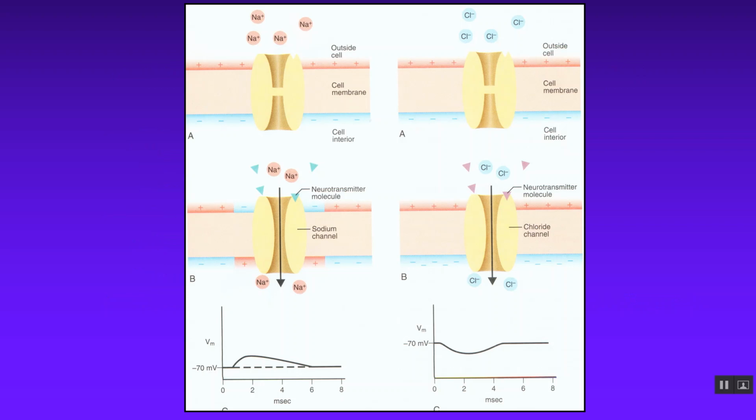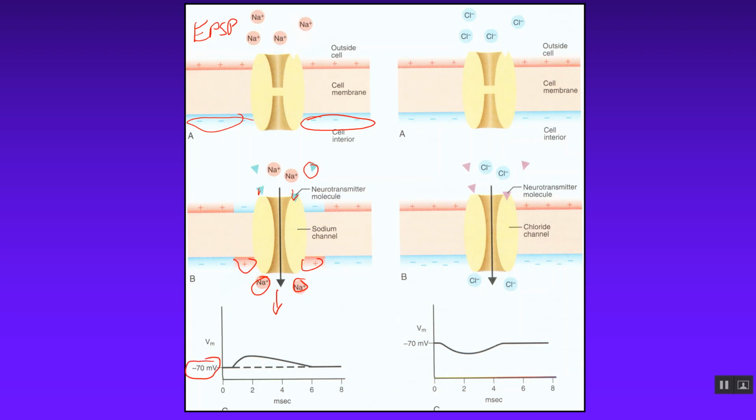So this is just showing you, on your left there, an excitatory postsynaptic potential, an EPSP. Here we have the cell membrane. It's negative on the inside. You have a neurotransmitter that binds and opens up a ligand-gated sodium channel. A few sodium ions move in. A few more positive charges are coming in here.